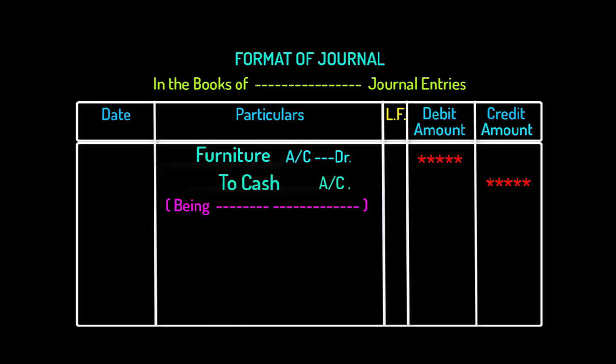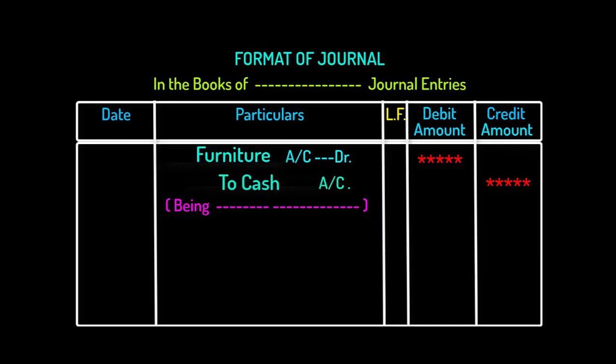Okay? Why this account is to be debited or why this account is to be credited, we will learn that later. See, here the word credit is missing. If you write here the word to, you need not to write here the word credit. Okay? Here we write the amount and here also.